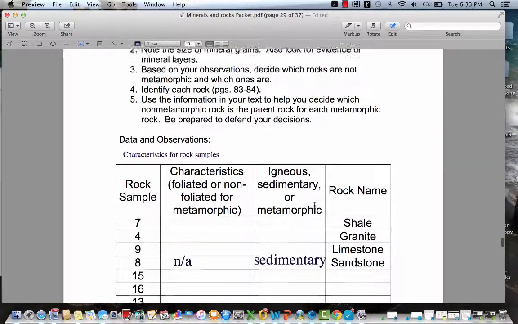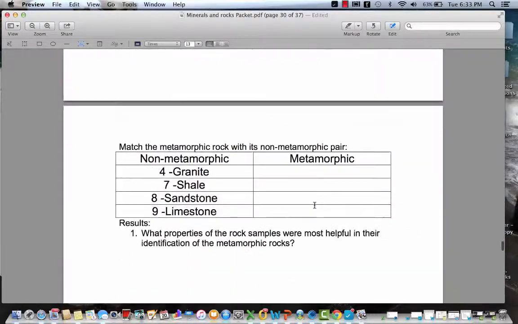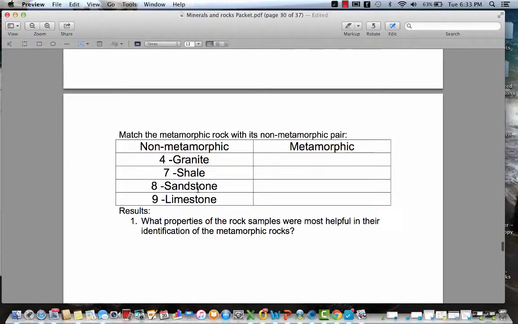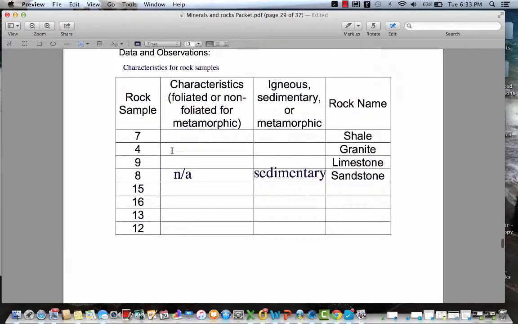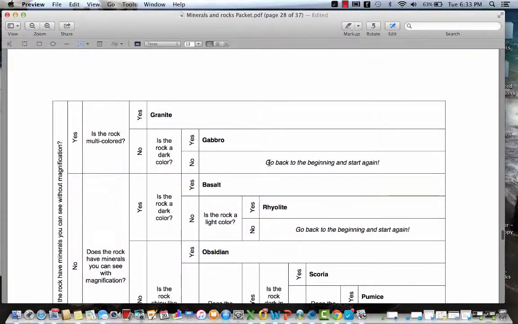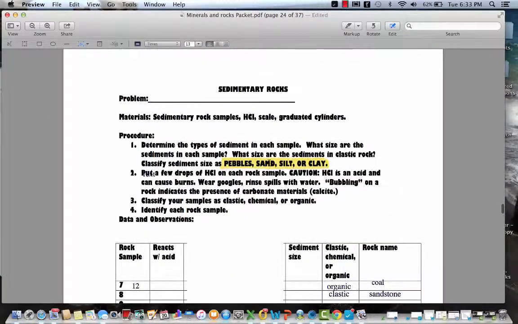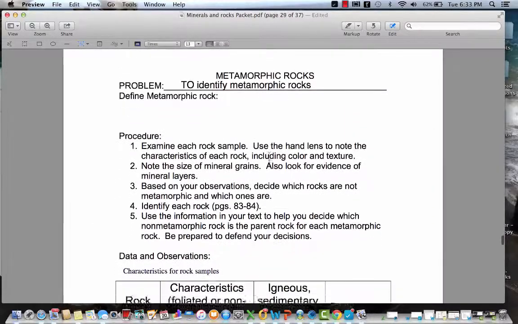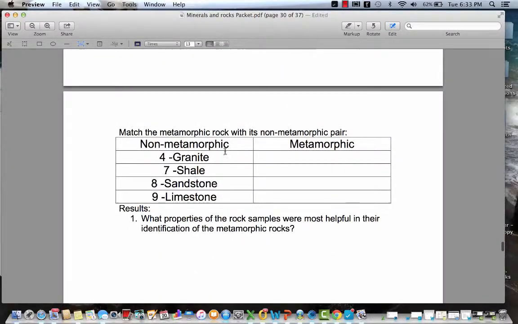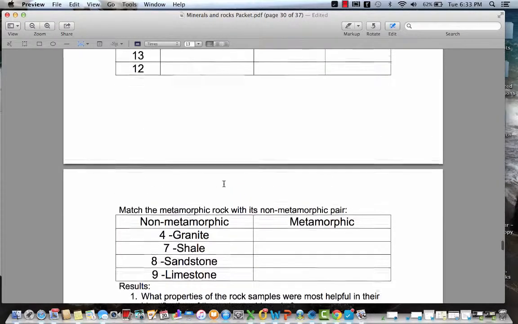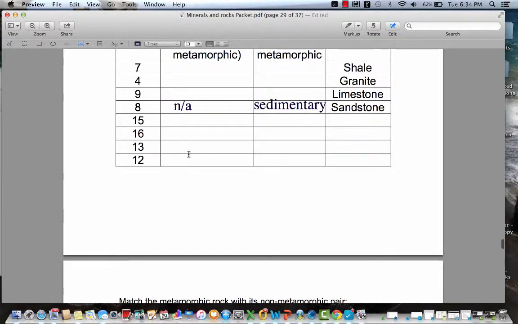A little hint for you guys on our metamorphic rocks. It says right here in the second data table that 4, 7, 8, and 9 are all non-metamorphic. So up here, 7, 4, 9, and 8 are going to all be something besides metamorphic. So you're going to have to look back in your packet at these other charts. That's the chart for igneous. This is the chart for sedimentary, and figure out what type of rock it is that's not metamorphic. And then each one of those non-metamorphic rocks will match with one of these rocks, 15, 16, 13, or 12.